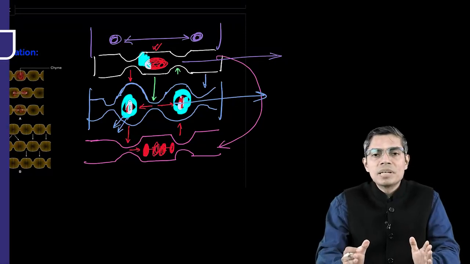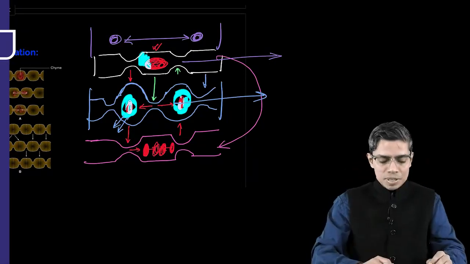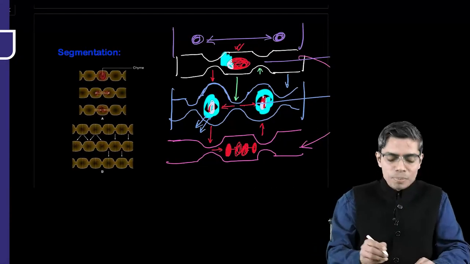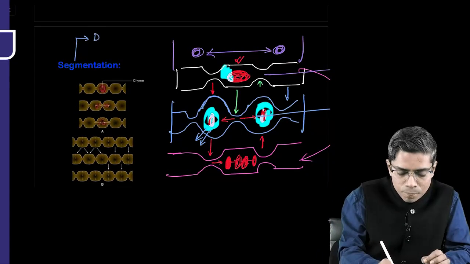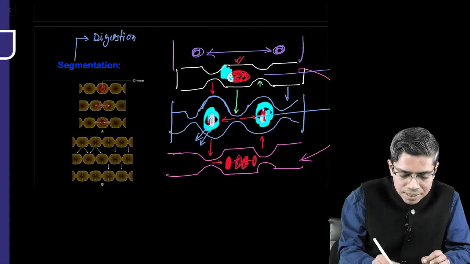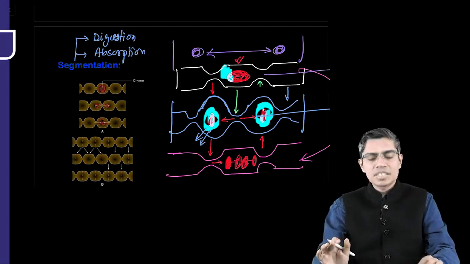But segmentation movement means it is keeping the food particle within the same segment. So we say that segmentation movements means it is providing time for proper digestion of the food particle as well as proper absorption of the food particle. It is providing time for proper digestion and absorption.